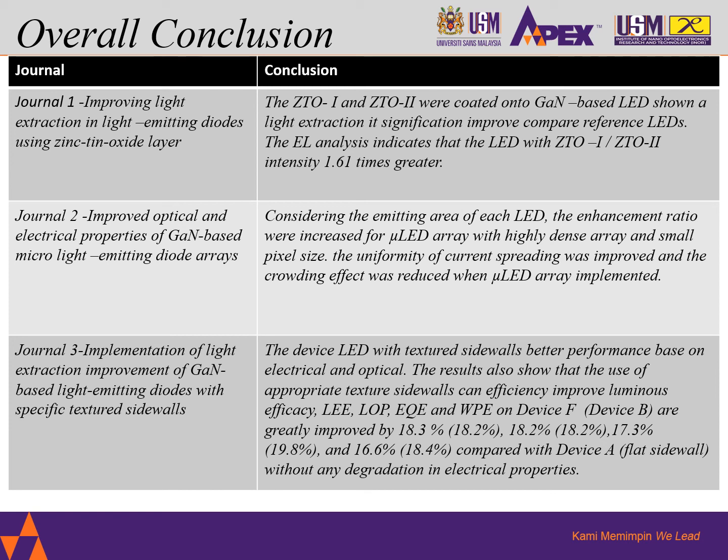Journal 2 shows that introducing the new micro LED array with a high density and small pixels can also improve the current spreading and reduce the crowding effect of our LED. Journal 3 implements the new method of the process using the textured sidewall, which is better than the conventional flat sidewall. It is significantly improved in terms of the electrical characteristic and also optical characteristic, as mentioned here: LEE, LPO, EQE, and WPE, and also lumen efficiency.